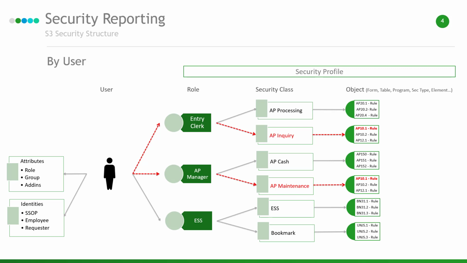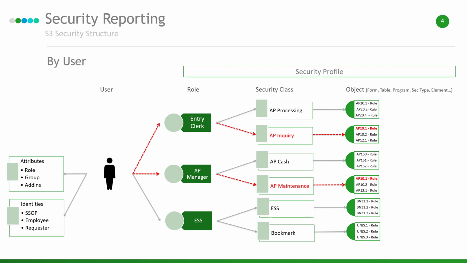So in this case, under AP maintenance, I might look at AP10.1 and the rule could be all access, but under AP inquiry, access to that form could be inquiry only. So in this case, all access is going to win and that user is going to have full access to AP10.1. So we have to look at the number of different ways someone can get access to a form and be able to tell whoever is looking at the reports what level of access they are actually going to have.